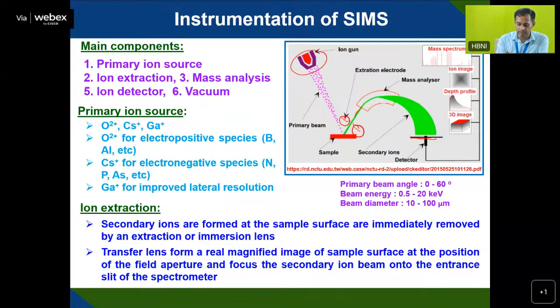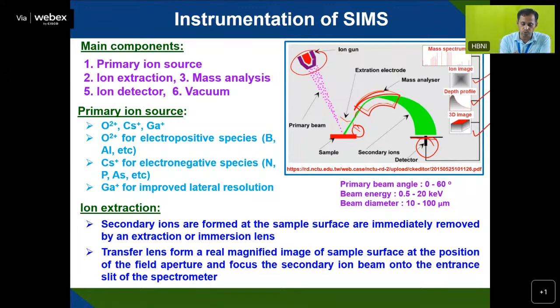Because of the potential difference at the ion extractor electrode, the ions come out and go through a mass analyzer. This is the mass analyzer here. Through the mass analyzer, the beam goes to the ion detector here, through a vacuum. Once it comes to the ion detector, you can see the mass spectra. You can produce this type of lines, mass spectra, and then ion imaging and depth profiling can be done. You compile those data, and then you can also get 3D mapping by using this secondary ion mass spectroscopy.